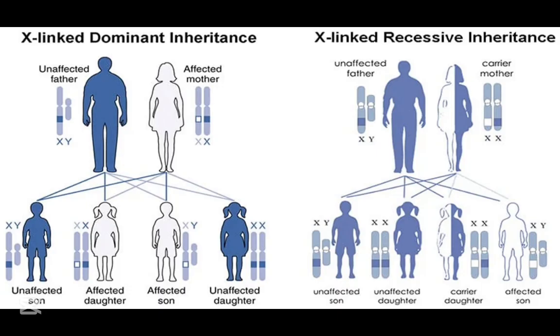Correct. The egg from the mother always carries an X chromosome. The sperm from the father carries either an X or a Y. So if an X sperm fertilizes the egg, you get XX, biologically female, and if a Y sperm fertilizes the egg, you get XY, biologically male. A simple Punnett square shows it's roughly a 50-50 chance.